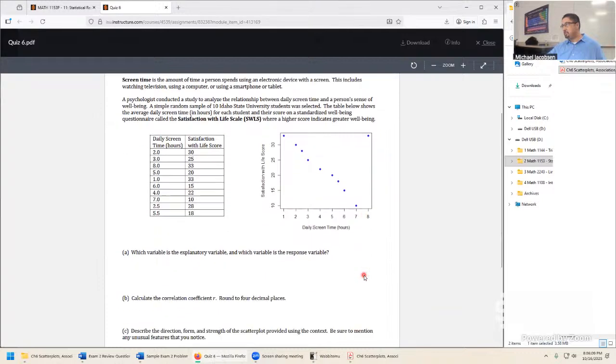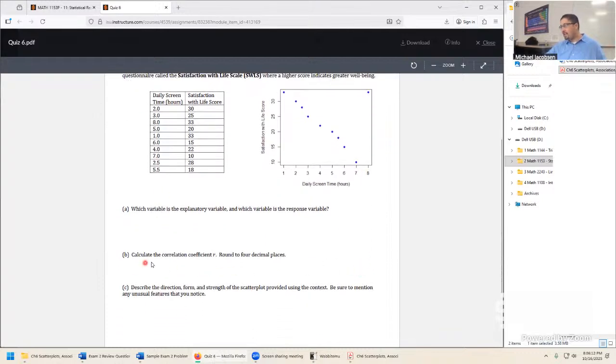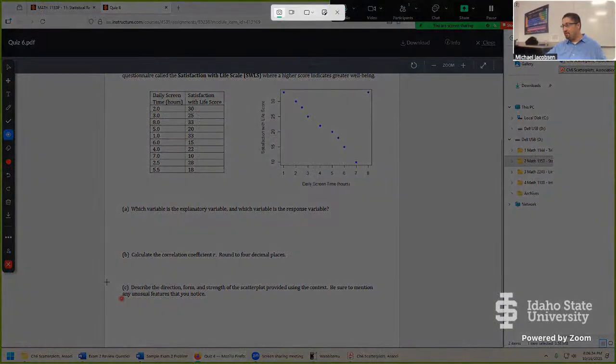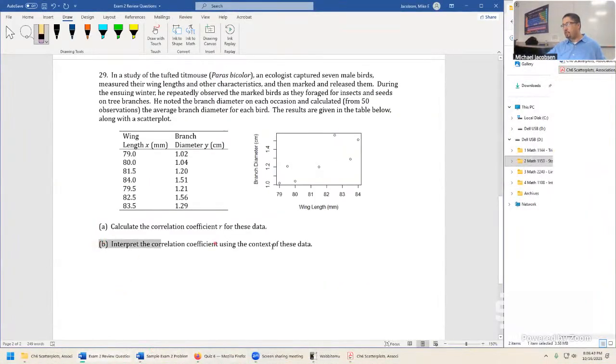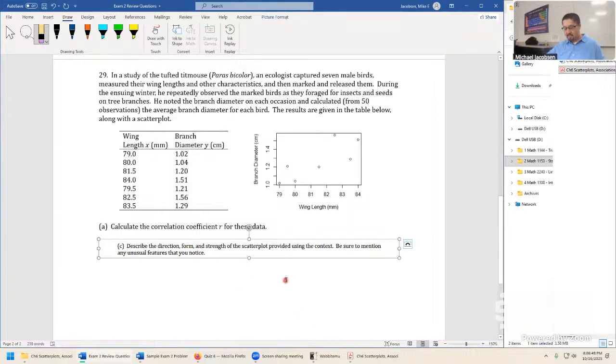And so the quiz here is just a different kind of context. It says calculate the correlation coefficient R. That's what we did. Then describe the direction, form, and strength of the scatter plot provided using the context. That's the kind of rewording I'm trying to put into this problem just to make it feel more similar to both the quiz and the real exam question. So slight change of plans. Sorry for going a different direction. Let's just directly copy this in, match up that wording. When I say interpret the correlation coefficient, it's not like that's a bad question, but this is just a little bit more direct.